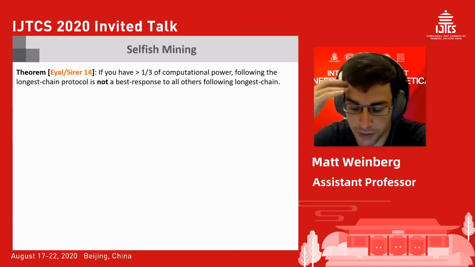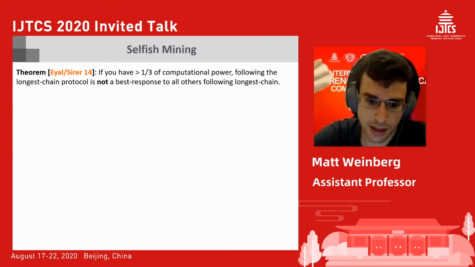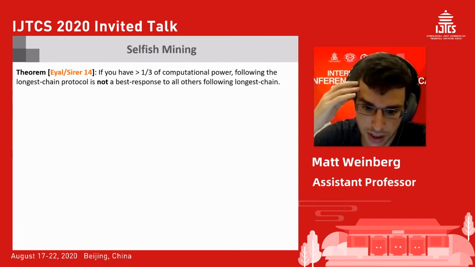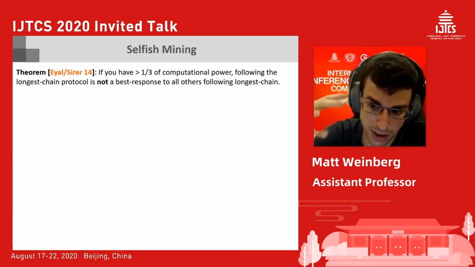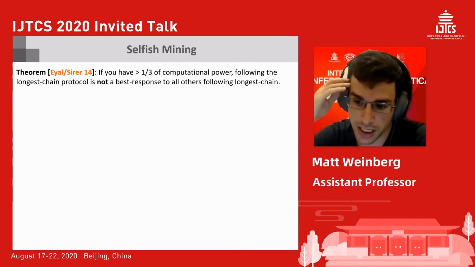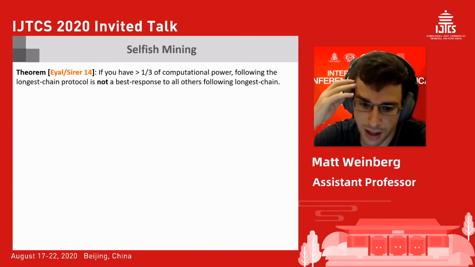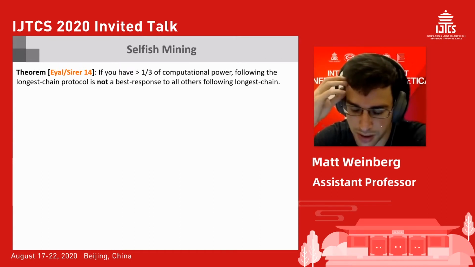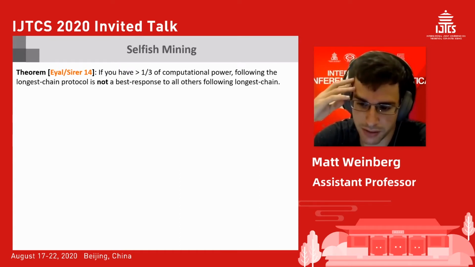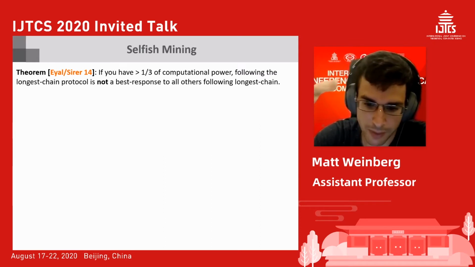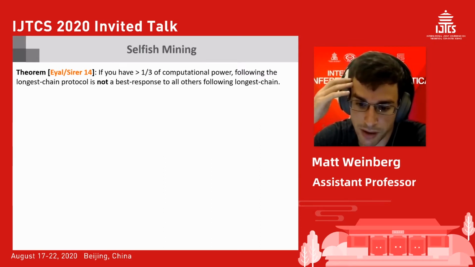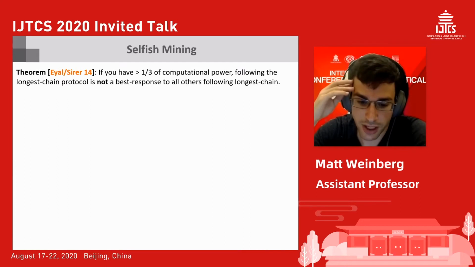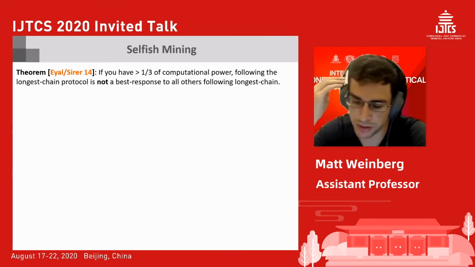Okay, and then if you're familiar with selfish mining, this was a huge result in 2014. This was actually the kind of result that got me interested in cryptocurrencies at the time, because it fits along this theme of understanding how to incentivize players to follow a protocol. And what they showed is that if you have more than 1/3, then following the longest chain protocol is actually not a best response to all others following the longest chain. There is something better you can do.